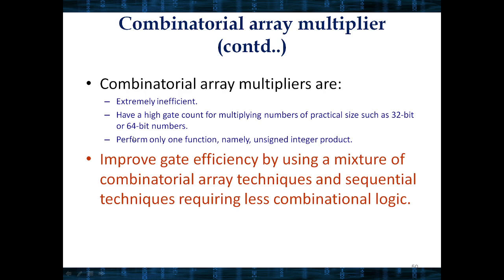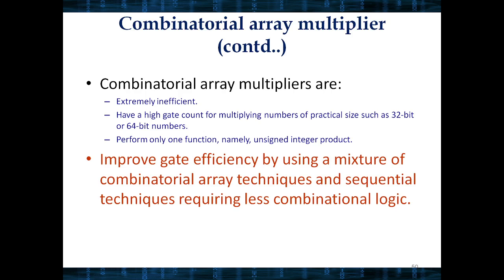such as 32-bit or 64 bits, and they perform only one function, namely unsigned integer product. Means we cannot use this for negative operands. It won't work for negative integers. So it is only for positive numbers or unsigned integers. It improves gate efficiency by using a mixture of combinatorial array techniques and sequential techniques, requiring less combinational logic. That we will discuss in the next topic.